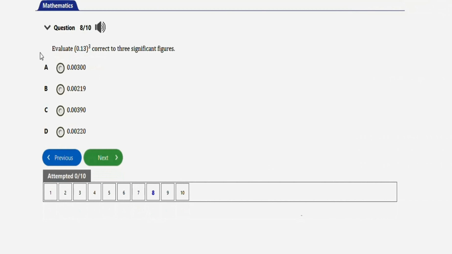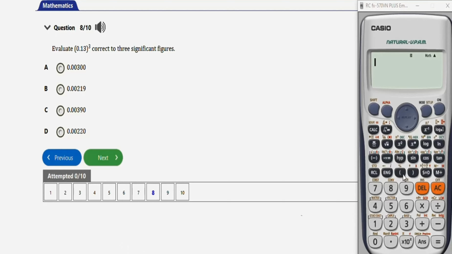They say evaluate this correct to 3 significant figures. So let's punch it in the calculator to save time. We have in brackets 0.13 to the power 3, press equal to. So we have 2.197 times 10 to the power negative 3. Let's see if we can put this in decimal. Okay, it's not converting to decimal on the calculator.